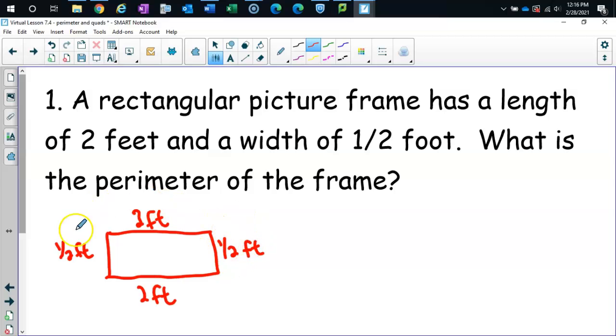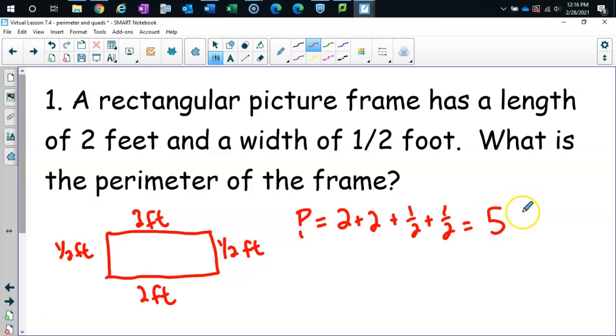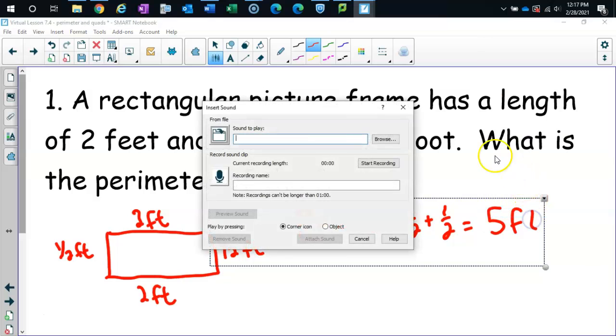Well, how do I find the perimeter? Well, I add these all together. So the perimeter is 2 plus 2 plus 1/2 plus 1/2, and that will give you 5. And the label is feet.